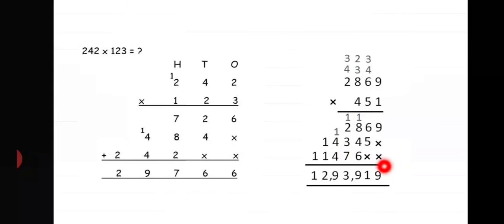Then again put placeholders. So this time 2 placeholders. So the placeholders will keep on increasing for each step. Then 4 9s are 36. 6 down, 3 goes up. 4 6s are 24. 24 plus 3 is 27. 7 down, 2 goes up. 4 8s are 32. 32 plus 2 is 34. 4 down, 3 goes up. 4 2s are 8. 8 plus 3 is 11. So after you do all the steps, it's time to add. So when you add, you get the final answer, that is called the product. So always remember children, multiplication is repeated addition.